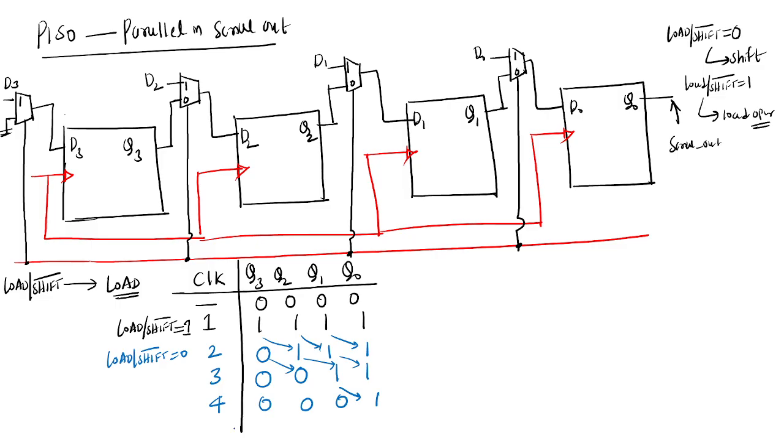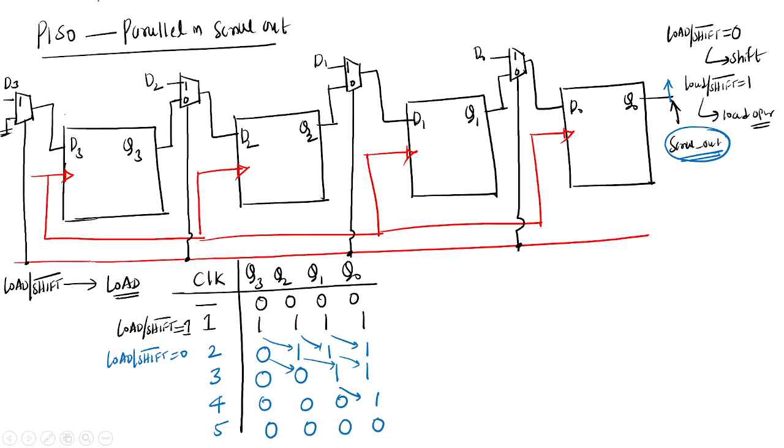At the fifth clock cycle, everything will become 0, 0, 0, 0. All will be gone. So you are getting the data out at which one? Q naught, one bit Q, serial out. You are getting your data out at Q naught.